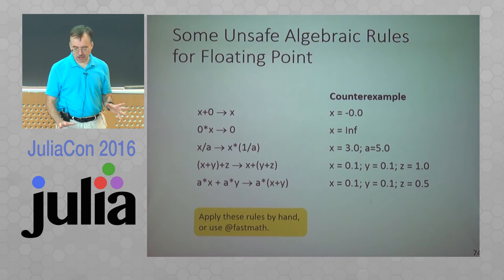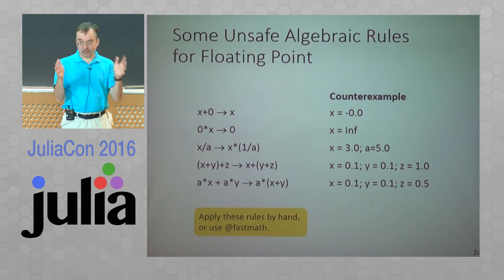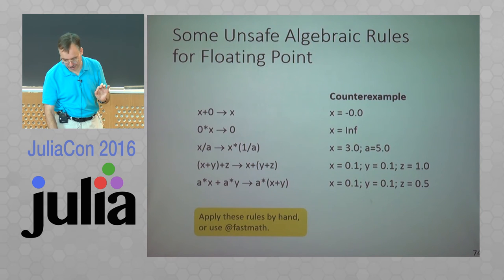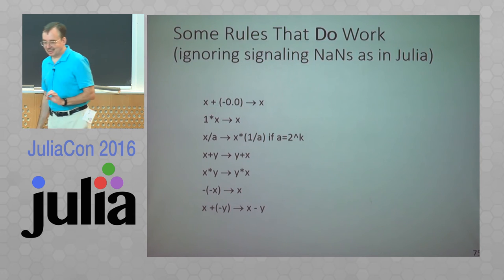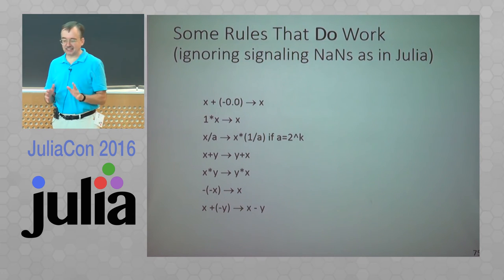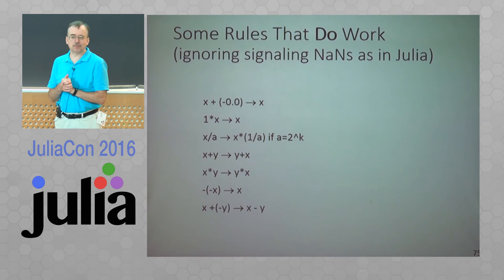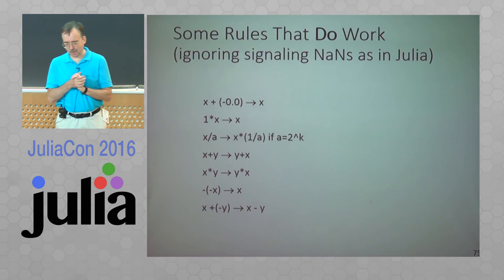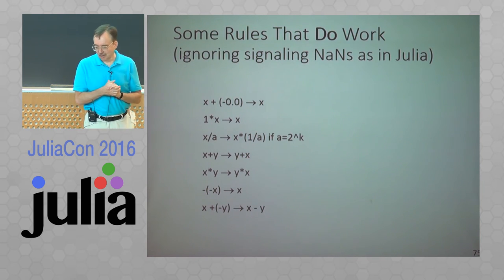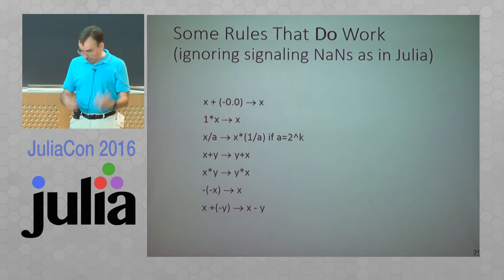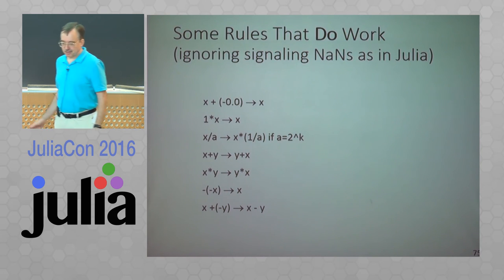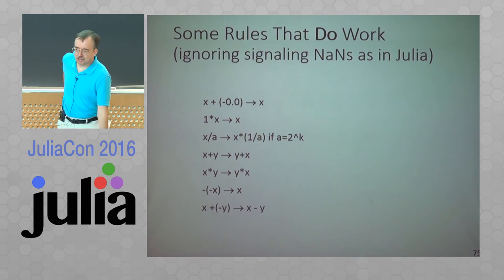Now, some people despair and say, everything I learned in school doesn't work with floating point. But no, actually, some things still work. It's not totally hopeless, particularly if you ignore so-called signaling not a numbers. There are these things that almost nobody implements these days in any language, because everybody found them to be a pain in practice. These are values that say, I'm not a number, and if you ever do arithmetic on me, throw an exception. But I think most people have basically given up on these. It's been a while since I've run into an active case of a signaling NaN.